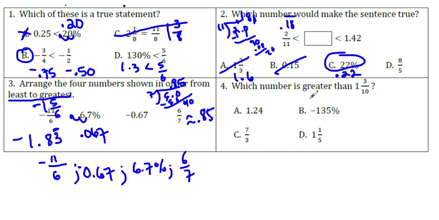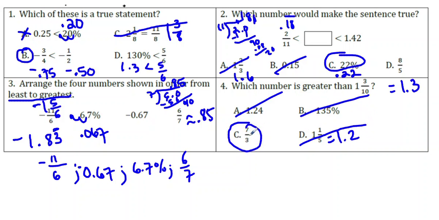All right, last one. Which number is greater than 1 3/10? If I want to write that as a decimal, it's just 1.3. We want something greater. This is not greater than 1.3. And this is 1.2, which is also not greater, so we'll knock that out. This one's negative, so obviously that's not greater. So your answer is going to be this. But if you want some assurance, 3 goes into 7 twice with 1 left over, so this is the same thing as 2 1/3. So obviously 2 1/3 is bigger than 1 3/10.